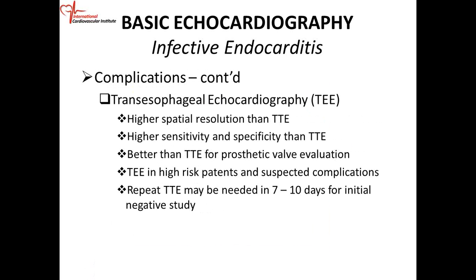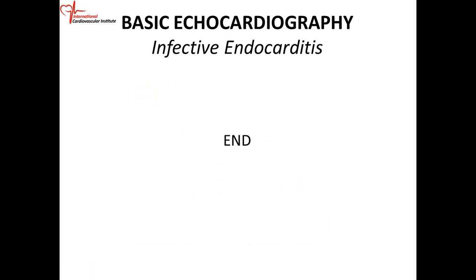If the patient looks like endocarditis and behaves like endocarditis, and your transthoracic is negative initially, you may want to repeat it in about 7 to 10 days, okay? Because the process may be an early one, and then after 7 to 10 days, you may see a nice big vegetation there. So that concludes our lecture on endocarditis.